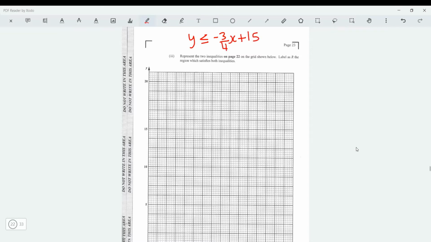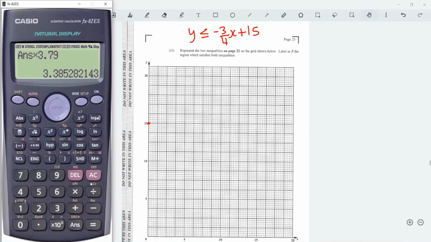So of course that would pass through the point 15 right here. When X is 0, Y would be 15. That's right here. Let's look at the next point. When X is 1, let me just bring up the calculator so you can see how I'm actually plotting. All we're doing is substituting different values for X to see how the graph looks. So here, negative 3/4 times 0 plus 15, that's going to give you 15.